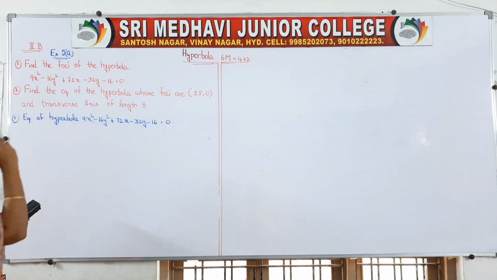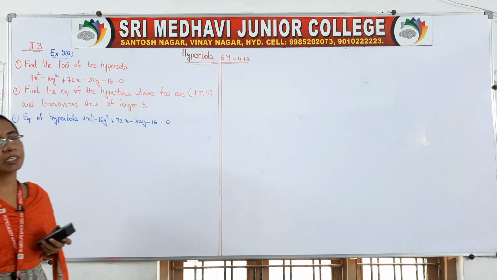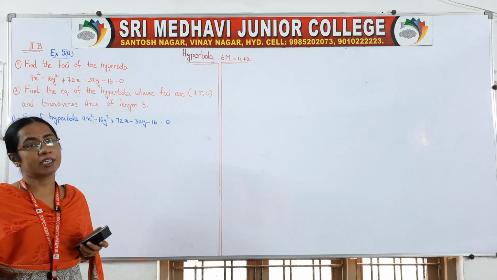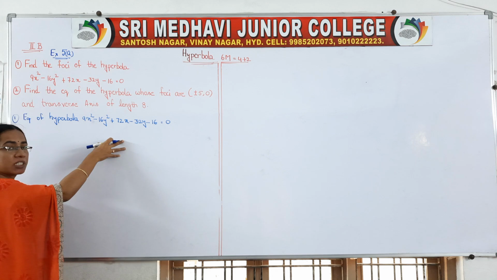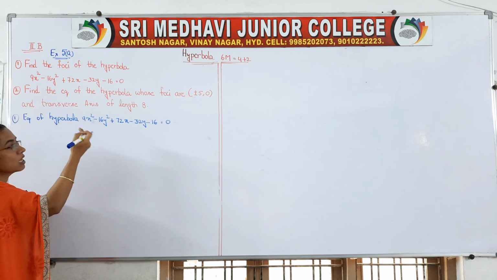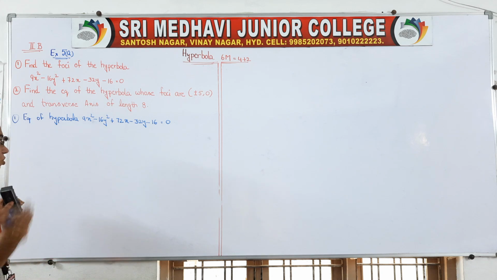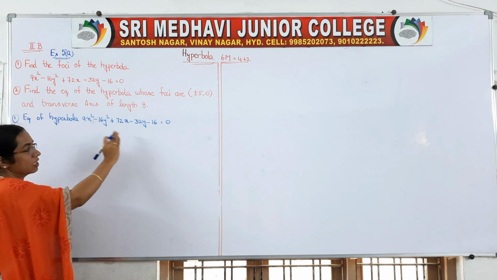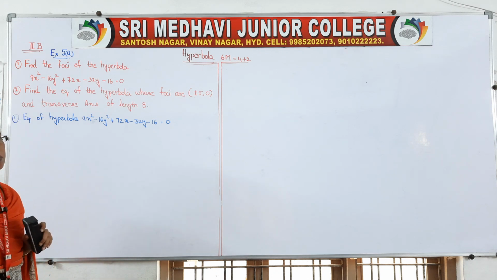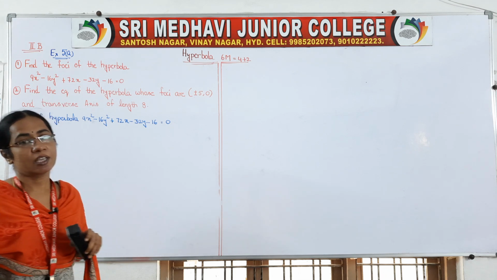So how will we find the foci of this one? Not only foci, anything: eccentricity, foci, equation of directrices, latus rectum. How will we find these if any equation is given to us? First of all, we have to reduce it into our standard form. Whenever x square term, y square term, x term, y term, and constant term are there, it belongs to either the third or fourth case, right?